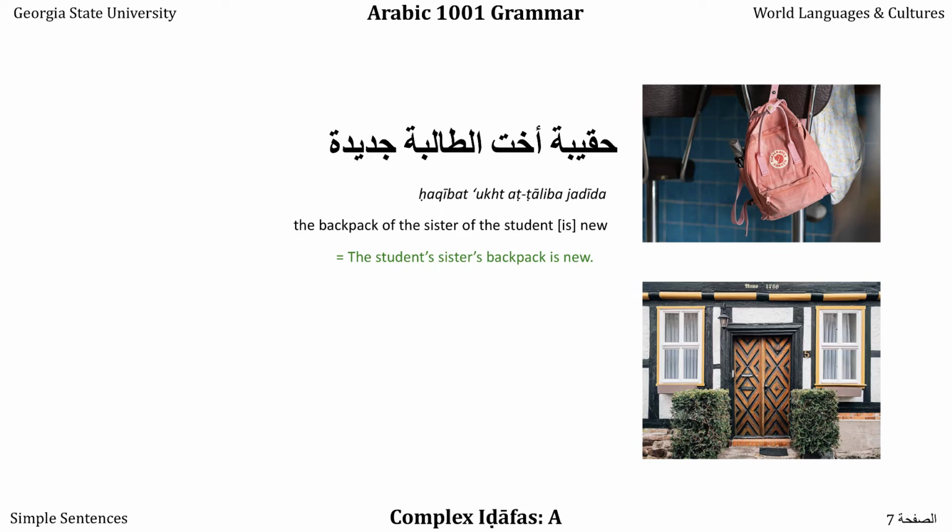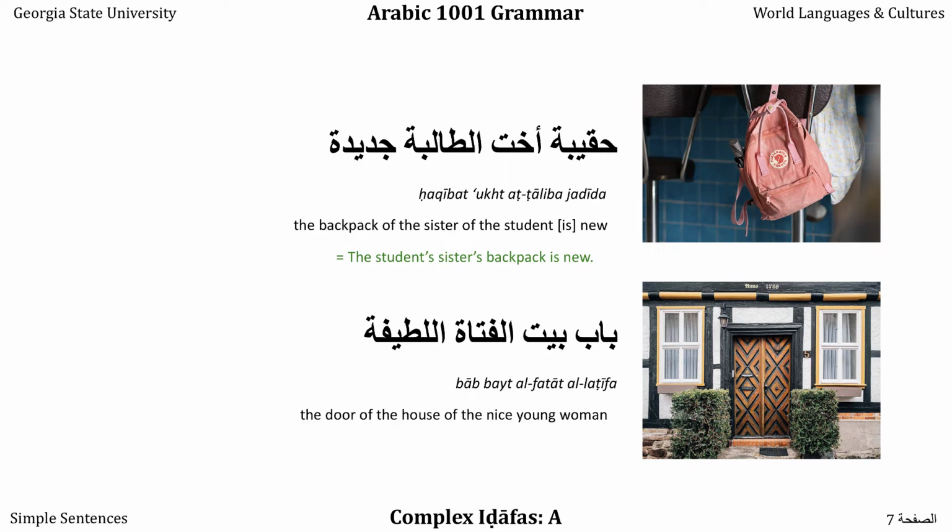If we look at our door, we can say Bab Bayt al-Fatat al-Latifa, where here we have a three-word idafa followed by a definite adjective, making it a phrase. Both Bab and Bayt are non-final words in the idafa, so they are definite but cannot be marked as such. Al-Fatat and Bayt are non-first words in the idafa, which means they are in the majroor case. Al-Fatat is the last word, so it is marked as definite with alif lam. This is a phrase, so the adjective al-latifa modifies the fatat. So this gives us the door of the house of the nice young woman, or the nice young woman's house's door.